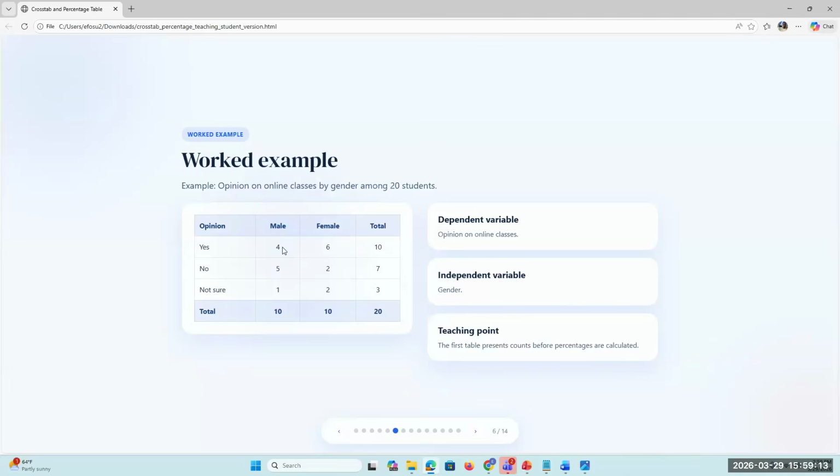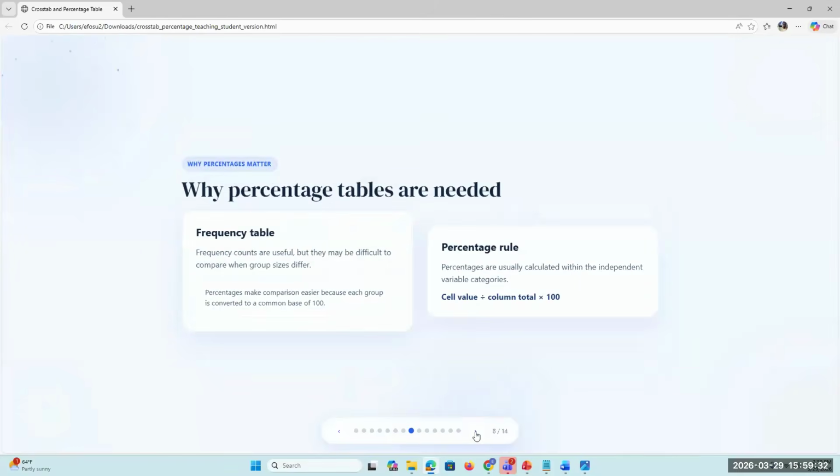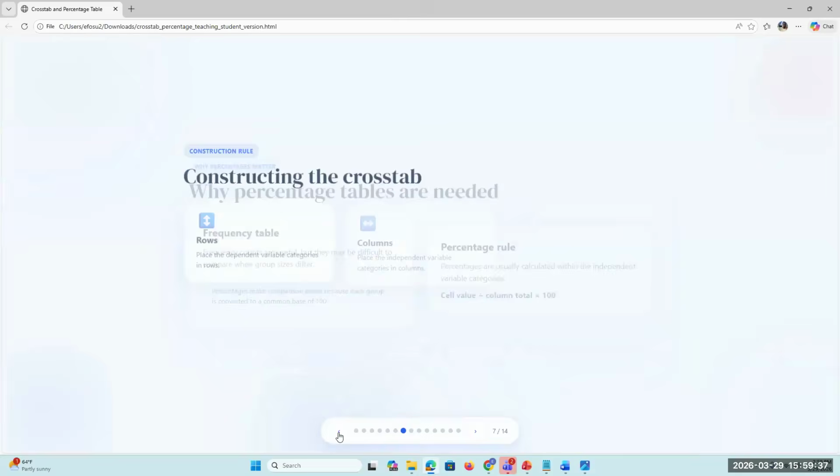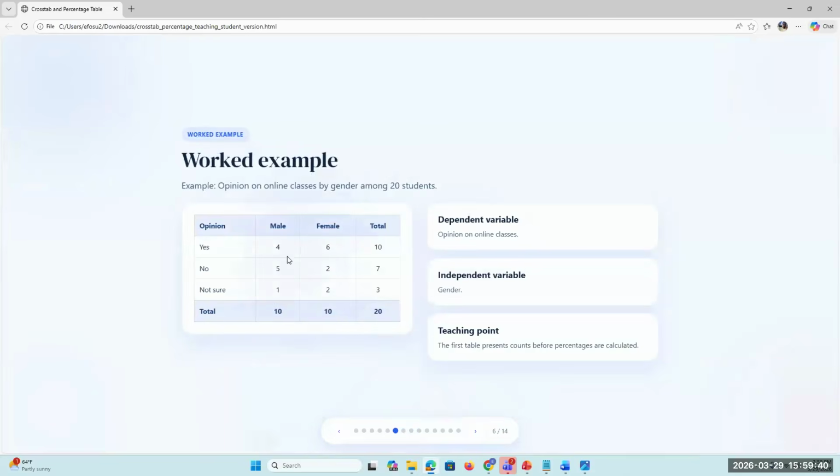So what is happening over here is that you don't have to mute yourself. If your background is not noisy, you don't have to mute yourself. So if I have 4, the principle is that I pick the frequency of the value, 4, and divide it by the column total. So the formula is cell value divided by column total, times 100. These are the column totals, right? Times 100, right?